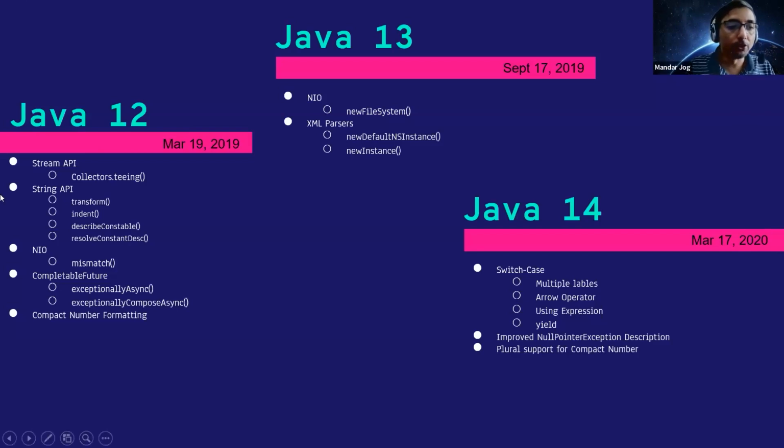Java 8 consisted of the NIO package, and nothing much has happened after Java 8 in that NIO package, but Java 12 came up with a new method which is called mismatch.